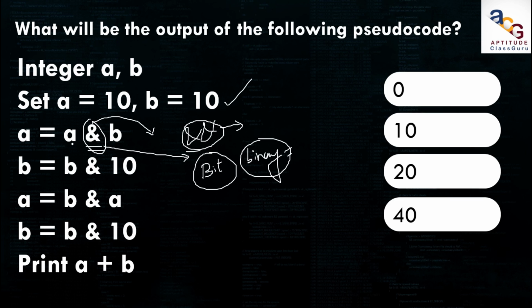A, what is the value of A? It's 10, right? What is the value of 10 in binary? It's 1010. And B is also 10. So the A value is 1010, and the B value is also 1010. In the bitwise AND operator, the truth table is: if both the inputs are true, then only the output will be true, or else in all other conditions the output is always 0. When you look at it, both inputs are true, so the answer is true.